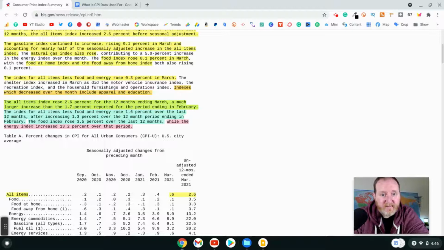We could see it in the 3, maybe as high as 4% for next month, May, and also in June. But then when we get to July, it should start to come back down some.